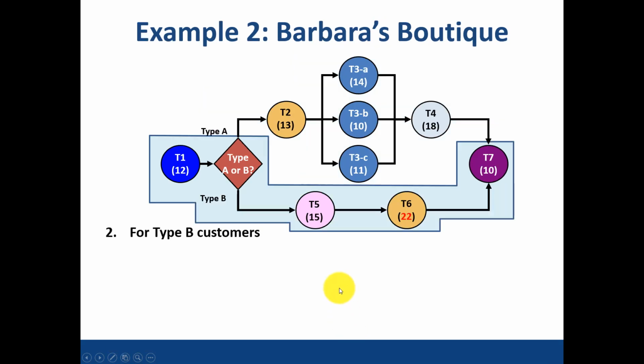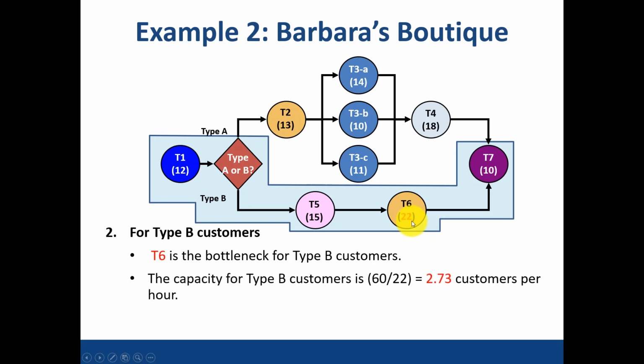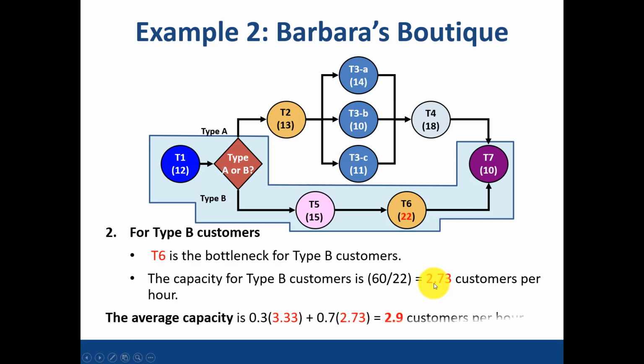Now let us analyze type B, and we just follow the same rationale. So step 6, in this case, you can clearly see is the slowest from the chain, and the way we measure it is 60 minutes divided by 22, because we only serve 1 customer every 22 minutes. That means during an hour we can serve up to less than 3 customers, 2.73 customers an hour. Okay, so now we have the capacity for type A, we have the capacity for type B.